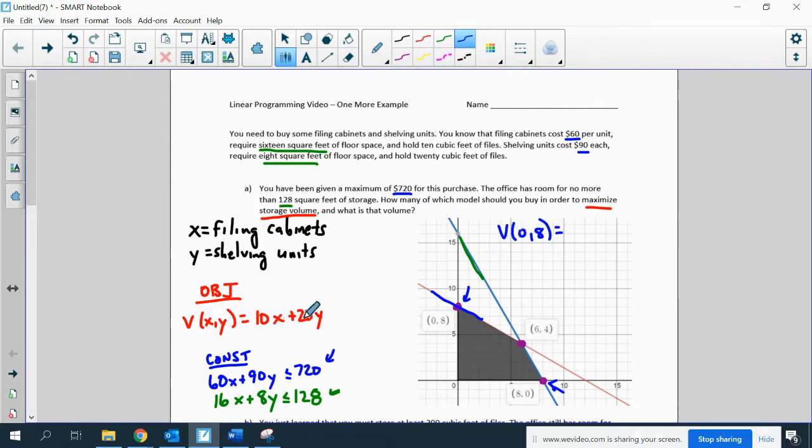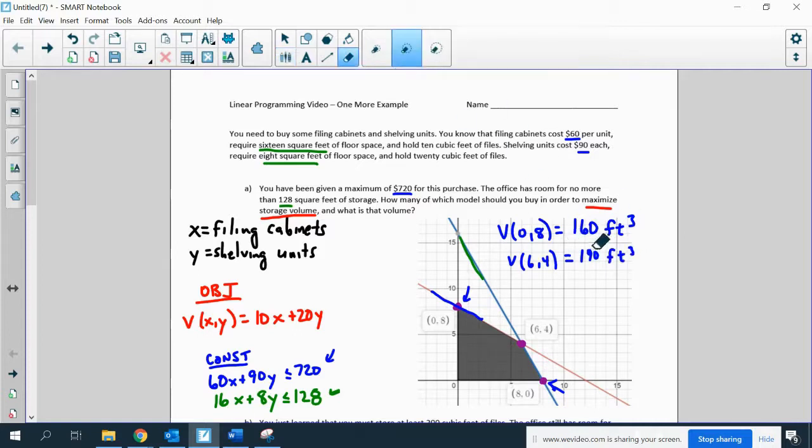So (0, 8), if I substitute that in, that would be 160 cubic feet. (6, 4) would give me 60 plus 80, which is 140 cubic feet. And the third option of (8, 0) would give me 80 cubic feet.